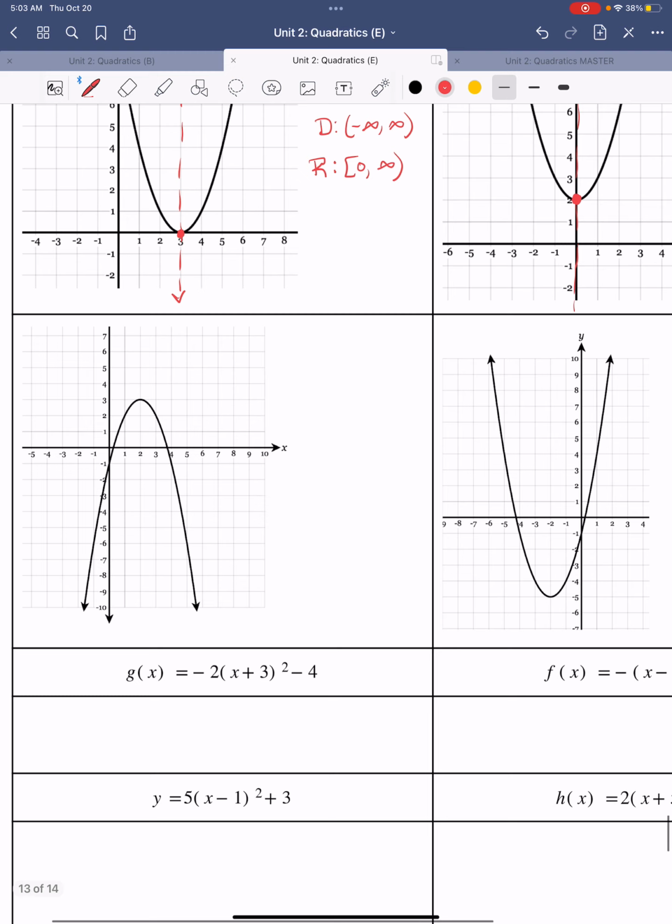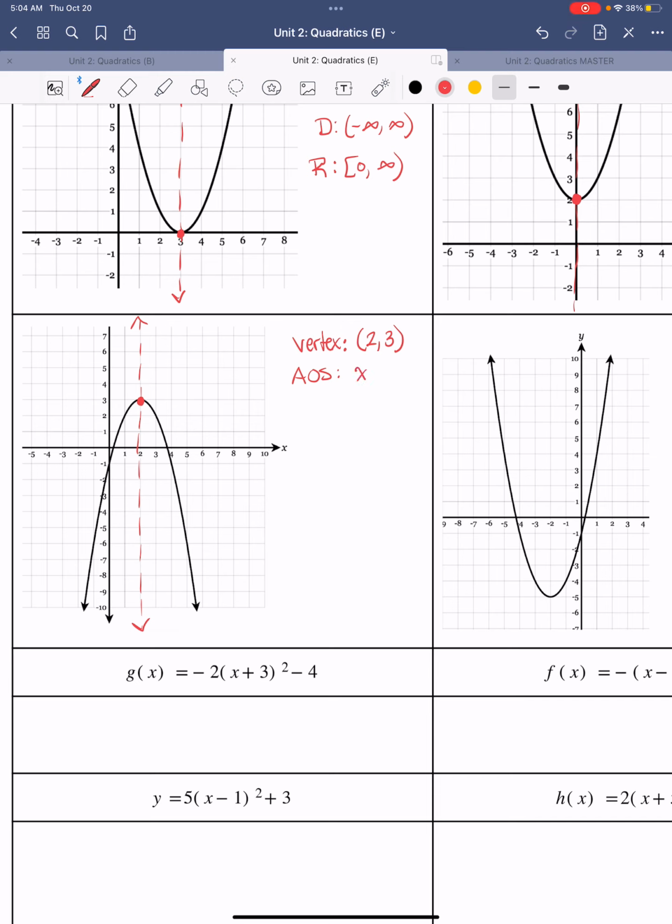Right here we have another parabola. I want you to go ahead and identify your vertex. This is the ordered pair 2, 3, which means I moved to the right 2 and I went up 3. My axis of symmetry, go ahead and draw it right in there. It goes right through my vertex and splits my graph in half. That's going to be really helpful as we start to graph these ones that are a little bit more complicated.